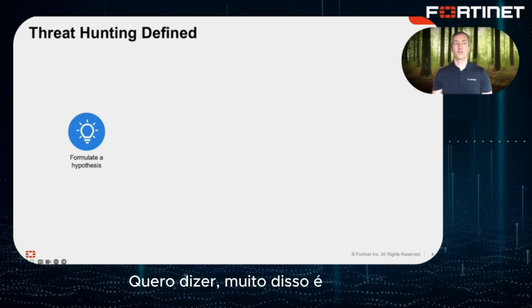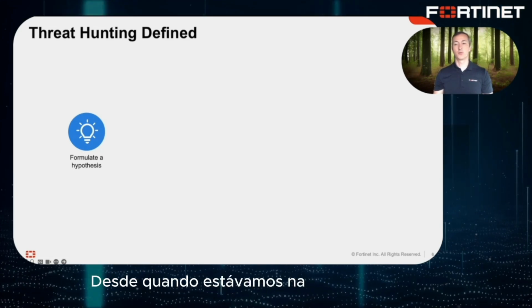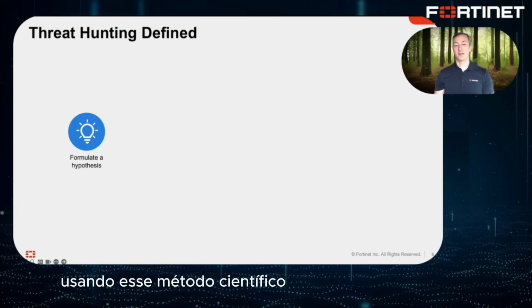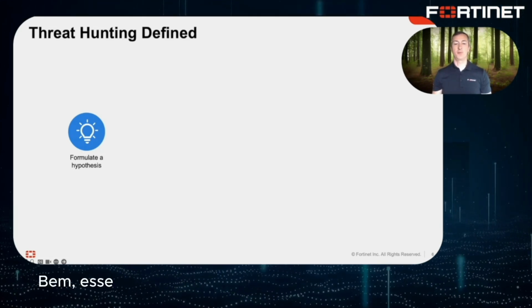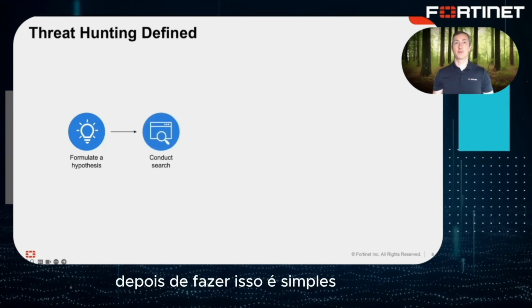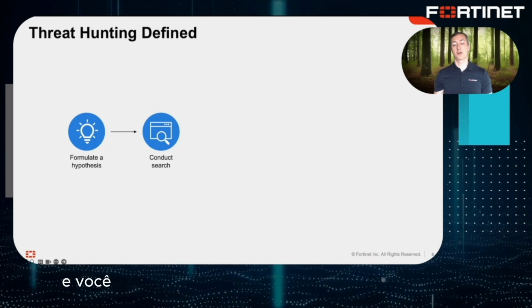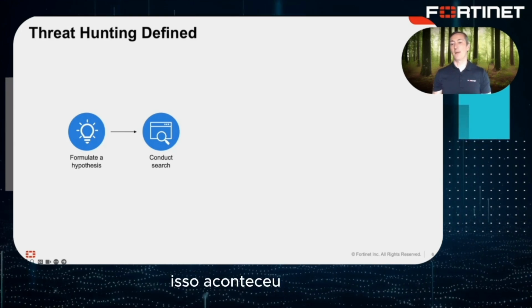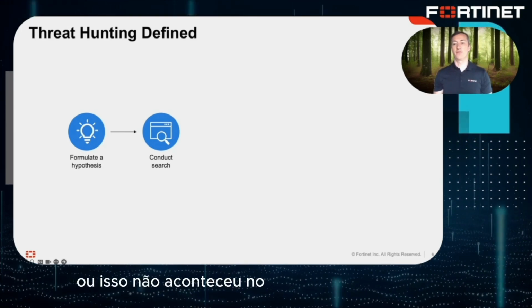I mean, a lot of it is, we can go all the way back to when we were in school using that scientific method, right? That first step is to formulate that hypothesis. Once you're doing that, it's simple. You're going to use your NDR and you're going to conduct a search, right? Did this happen or did this not happen in my environment?